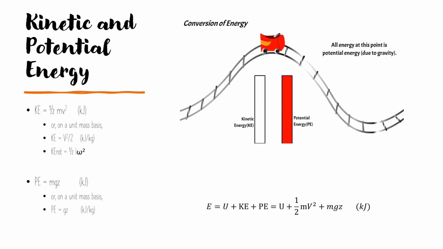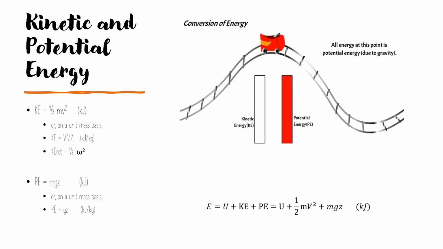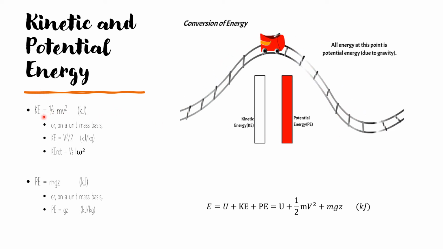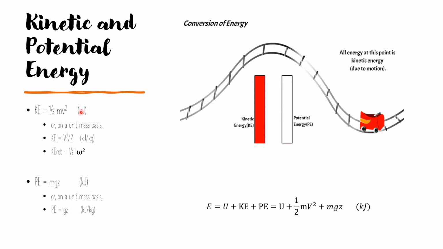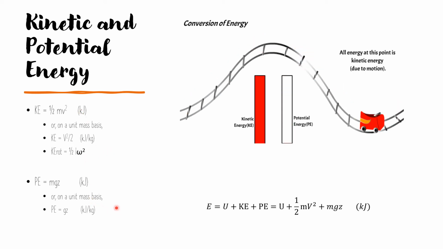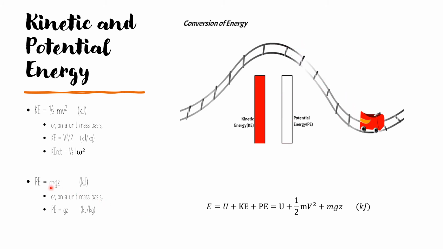Now let's discuss the kinetic and potential energy. The energy that a system possesses as a result of its motion relative to some reference frame is called kinetic energy. And this is given by 1/2 mv squared, where m is the mass, v is the velocity. Okay? And now, the energy that a system possesses as a result of its elevation in a gravitational field is called the potential energy. And this is expressed as mass times the gravity, acceleration due to gravity, times the elevation.